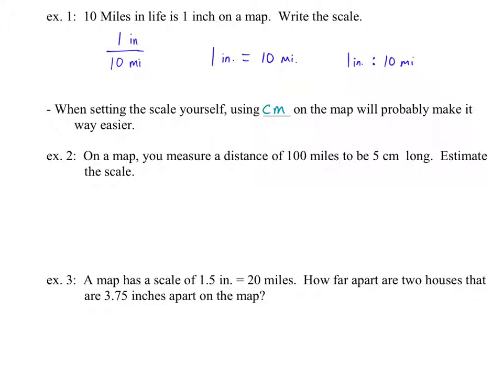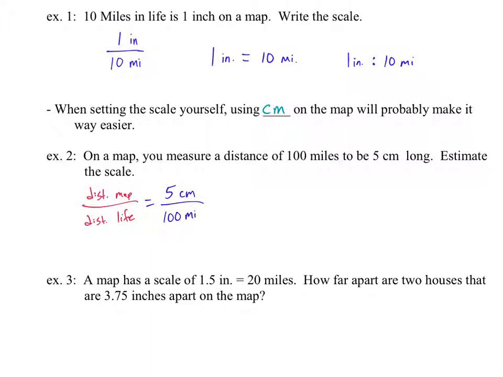All right, so this next one. On a map, you measure the distance to be 100 miles to be 5 centimeters long. So 5 centimeters on the map, 100 miles in real life. Estimate the scale. Okay, if we go back to that thing at the top, it's the distance on the map over the distance in life. And it's not a bad idea to write those; you at least need to think that through. It's real common people just do, oh, it's 100 miles divided by 5 centimeters, because that's the order they're in. But this case is actually going to be the other way around. 5 centimeters on the map is 100 mi, or 100 miles.